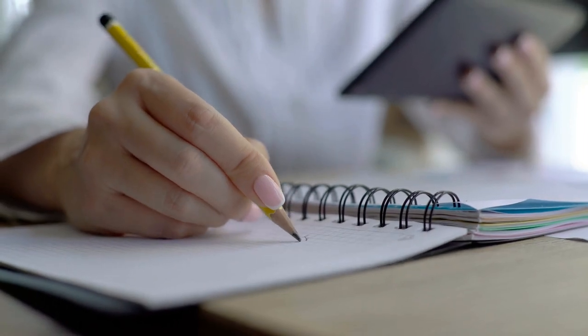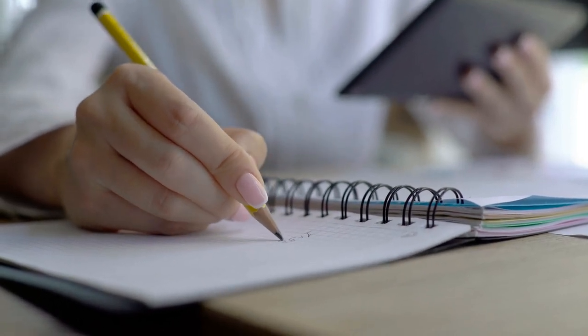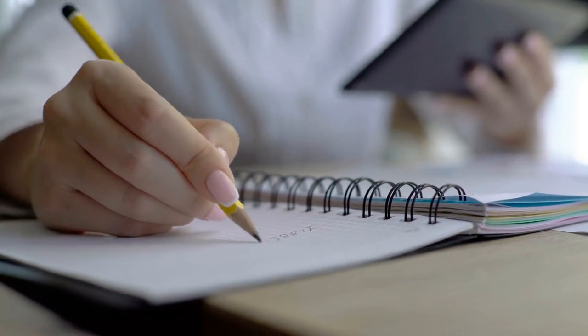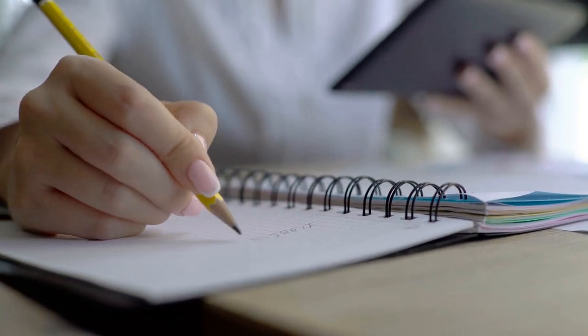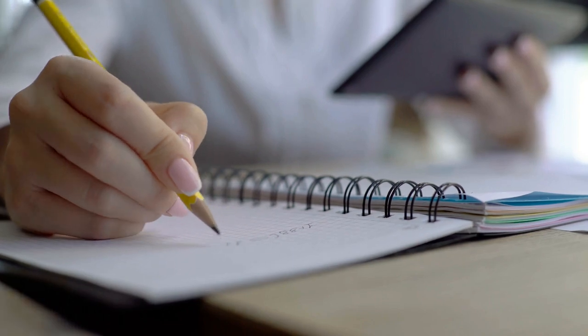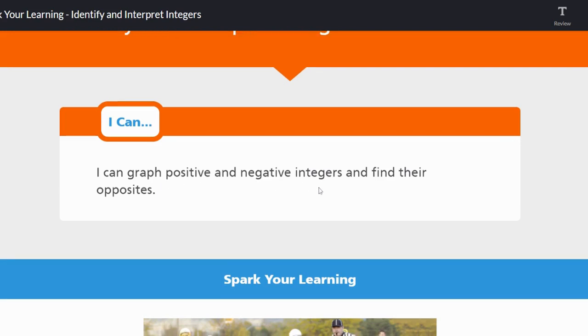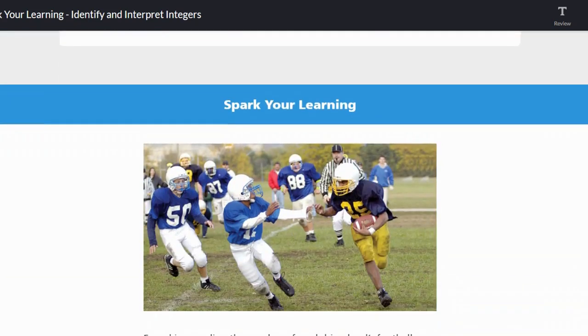As I go through the notes on my computer, please make sure that you pause as needed so that you can write the notes on your own packet. This is part of your classwork grade for the week. The objective is you should be able to say, I can graph positive and negative integers and find their opposites.